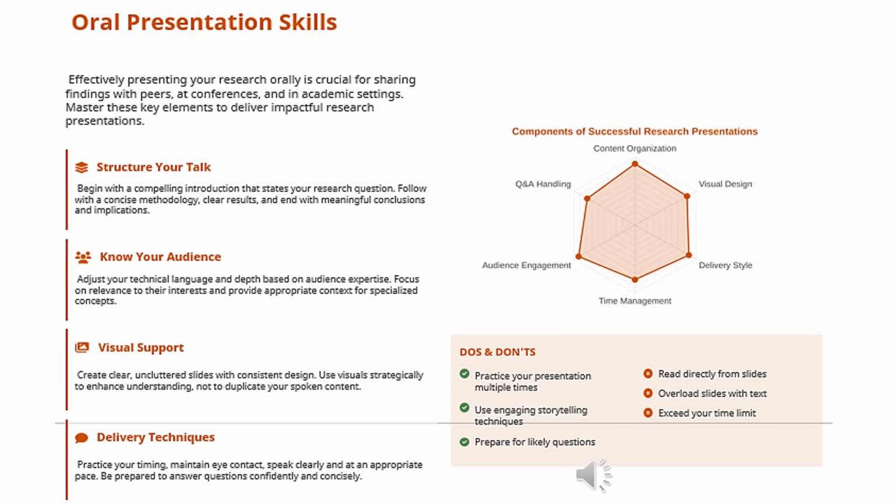Some of the do's and don'ts to enhance your oral presentation skill include, for instance, you need to practice your presentation multiple times. Use engaging storytelling techniques and prepare for likely questions. And as much as possible, try to avoid reading directly from your slides and avoid overloading your slide with text. Remember, it's a PowerPoint, not Power Note. And always respect time. Don't exceed the time limit given. All this will make your presentation effective and concise.